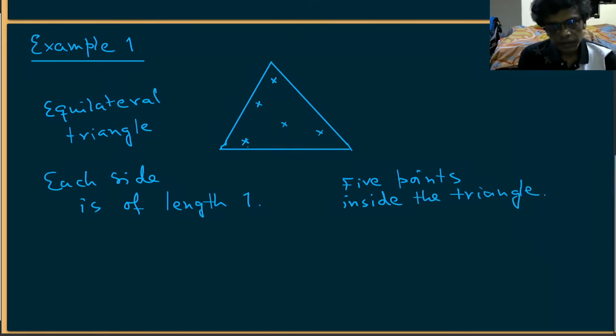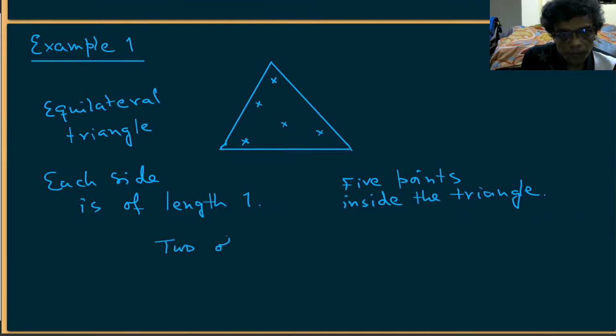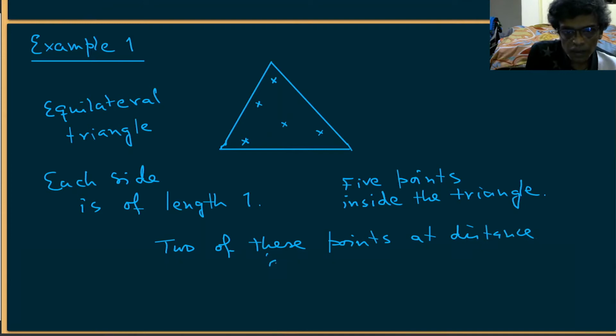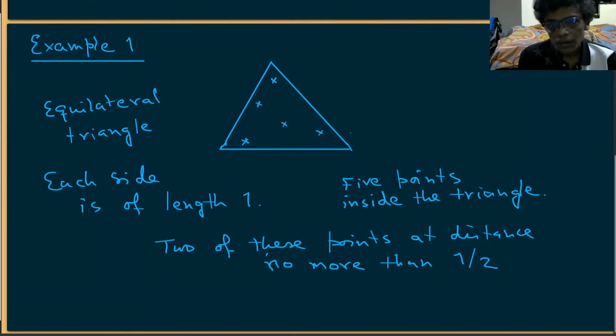Now, the pigeonhole principle implies that no matter how you place these 5 points, you will always find 2 of these points at distance no more than half. So basically these points are my pigeons, so I have to somehow create the holes. So what I do, I will break it down.